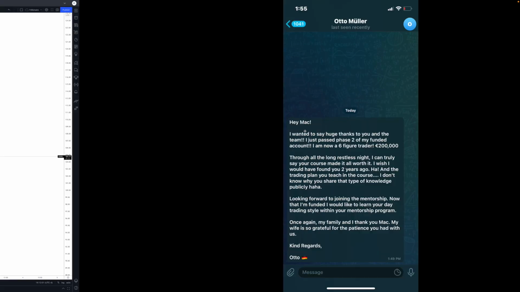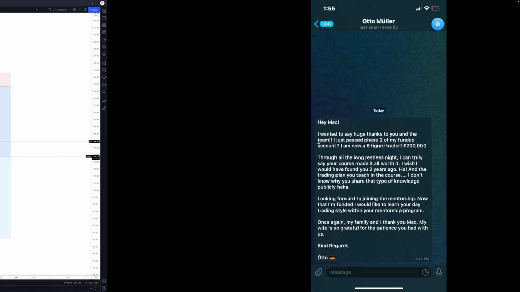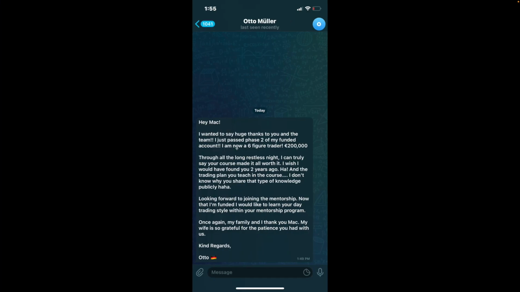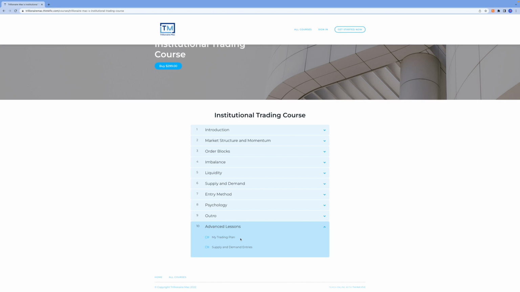So I wanted to shout out this trade that he sent me because of this trade here, he is now a funded trader. Otto is one of the 4 individuals that has passed their funded account challenges this week alone. We have produced 4 6-figure traders. It's absolutely phenomenal. For those of you who do have the course, feel free to check out my trading plan.